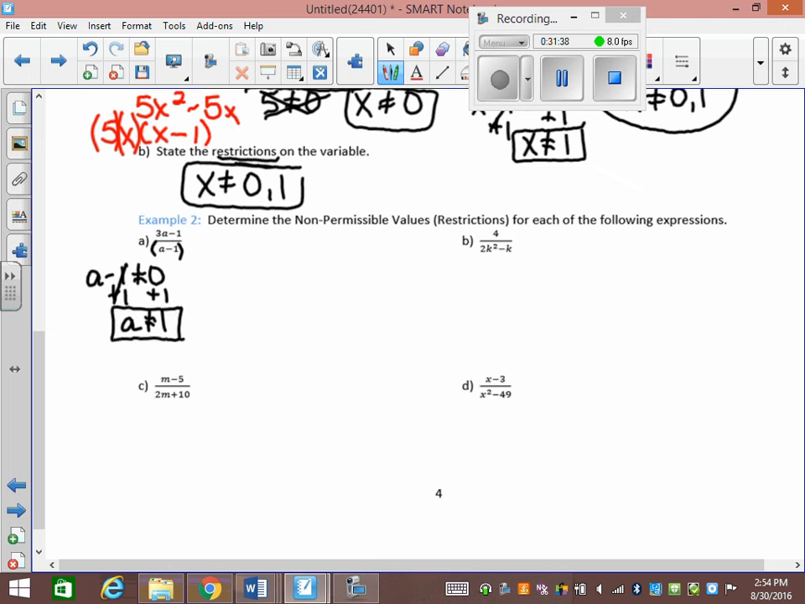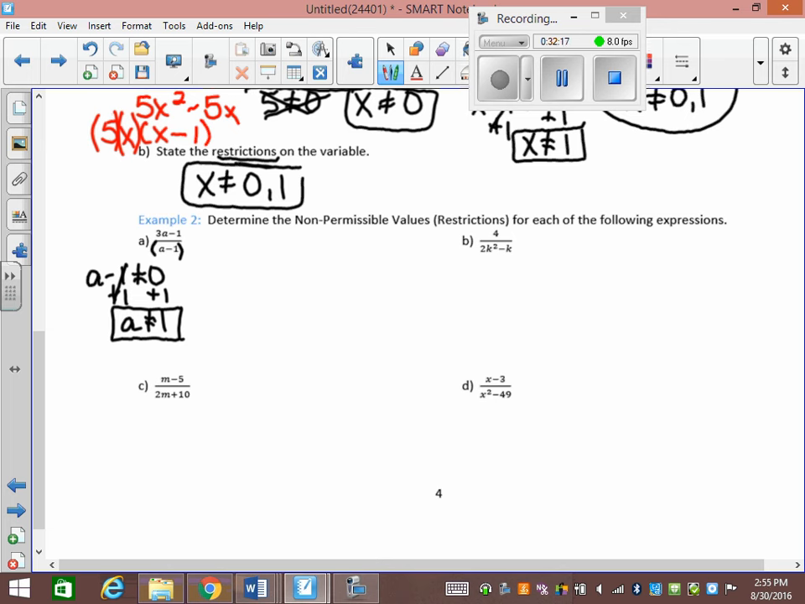Let's see if we're correct. Put 1 back in. What's 1 minus 1? 0. When you plug back in your non-permissible values, your denominator should be 0. If it's not, you have the wrong denominator. You have the wrong NPV. So, with a multiple choice answer, on your diploma, could you plug your multiple choice answers back in, see which one gives you 0? Yes. If you're stuck, you can always work your way back on multiple choice. Right? Don't forget that option. B, I have 4 over 2k squared minus k.